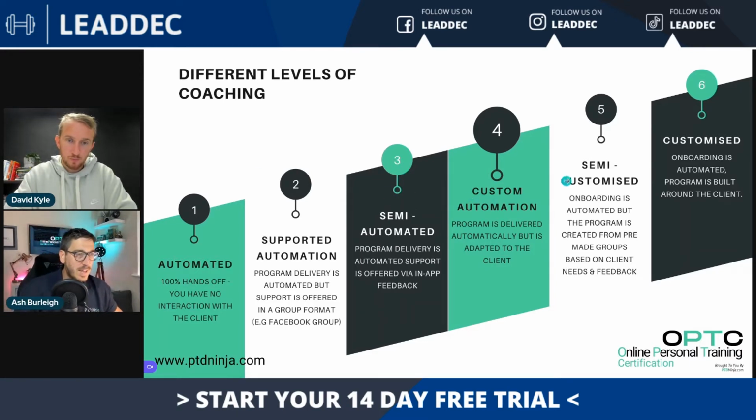But I want to talk about these next levels, 4, 5, and 6, up here at the top. So you've got your custom automation, your semi-customized, and your customized. These really are more coaching orientated programs. So if you're a personal trainer, you want to get great results for your clients online, and you want to do it in a way where you're not going to spend literally hours and hours staring at computers all the time, these are the kind of approaches you actually want to take.